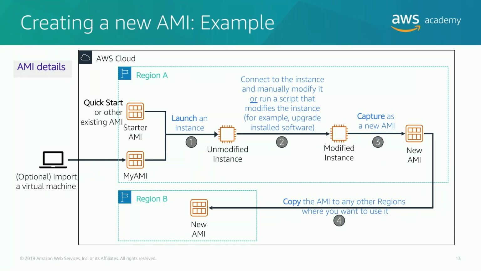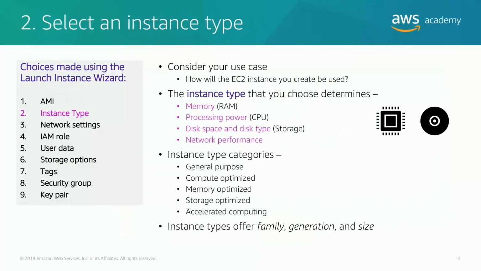When you create an AMI, Amazon EC2 stops the instance, creates a snapshot of the root volume, and registers the snapshot as an AMI. After an AMI is registered, the AMI can be used to launch new instances in the same AWS region. The new AMI can now be thought of as a new starter AMI. Step 4 shows how you might want to also copy the AMI to other AWS regions so that EC2 instances can also be launched to those locations as well.